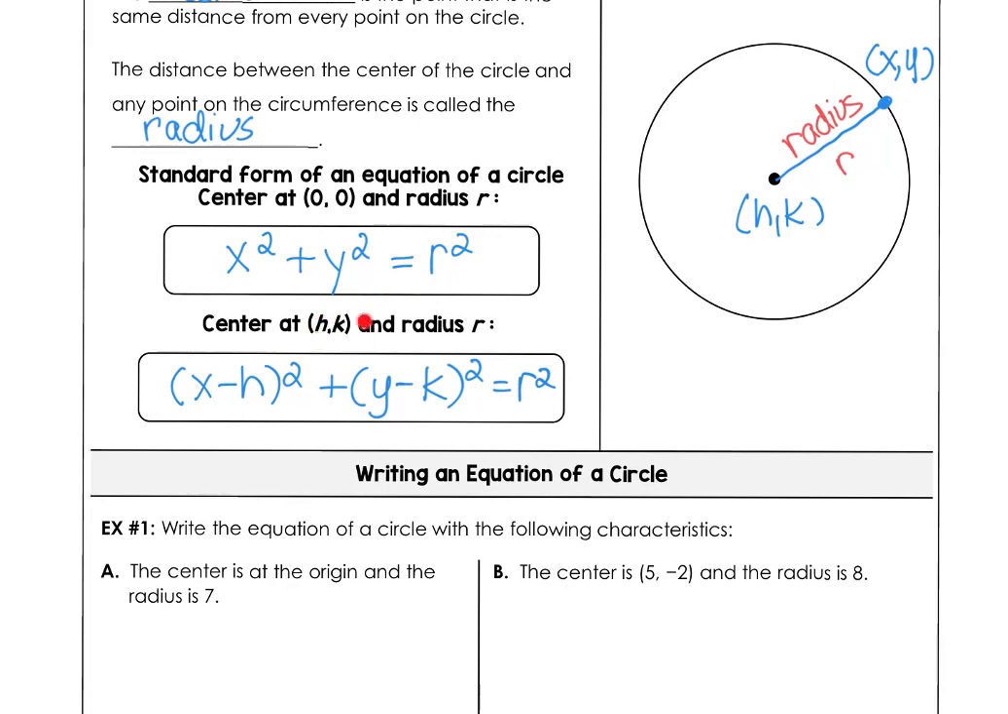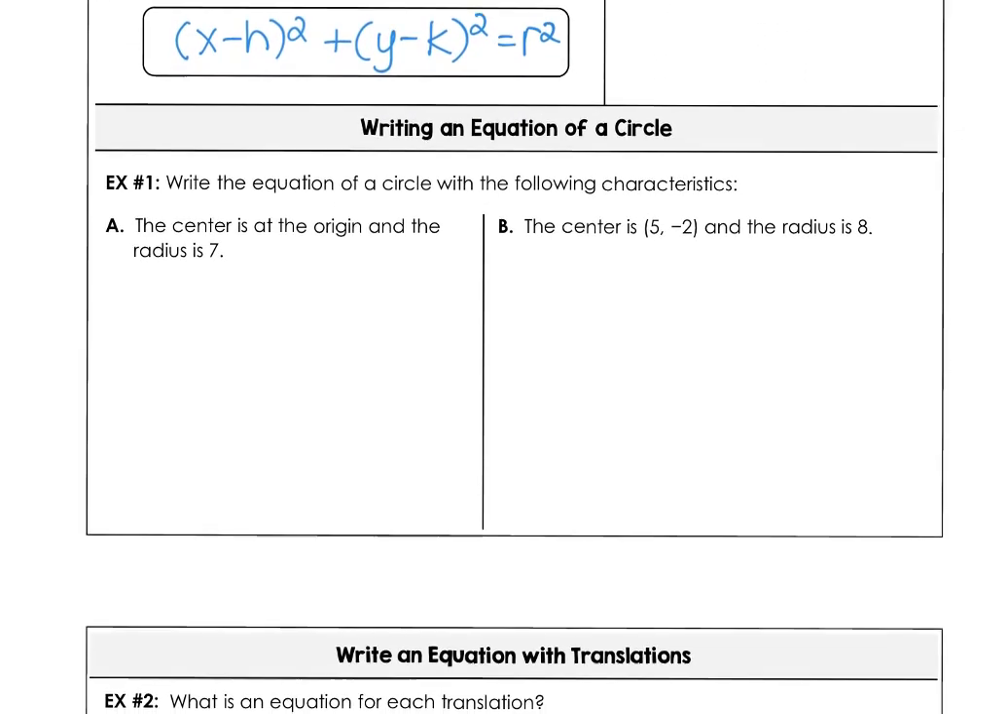But when you move off of the origin, then we need to use transformations with x minus h quantity squared and y minus k quantity squared to move that circle off of the origin. So let's jump right into our lesson.